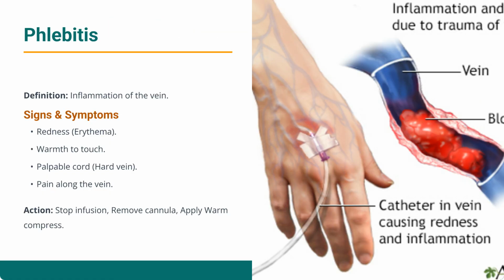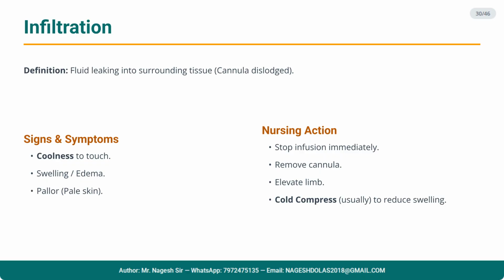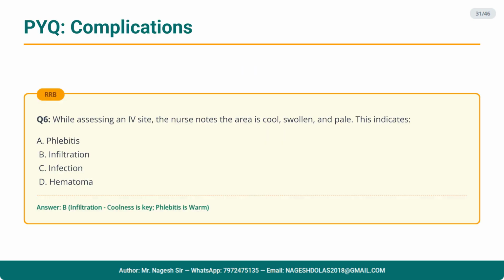Phlebitis is inflammation of the vein, with signs including redness, warmth, pain, and a palpable cord. The action is to stop the infusion, remove the cannula, and apply a warm compress. Infiltration is fluid leaking into the surrounding tissue. Signs are coolness, swelling, and pallor. The nursing action is to stop the infusion, remove the cannula, elevate the limb, and generally apply a cold compress. If an IV site is cool, swollen, and pale, this indicates infiltration.